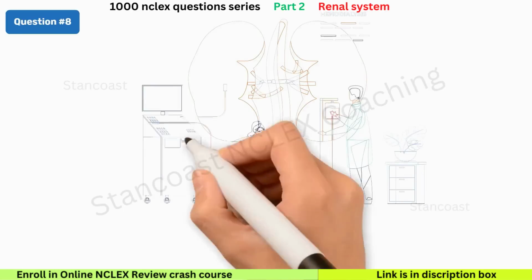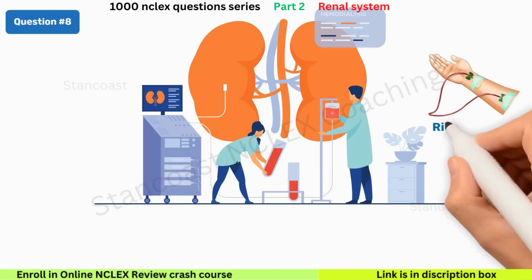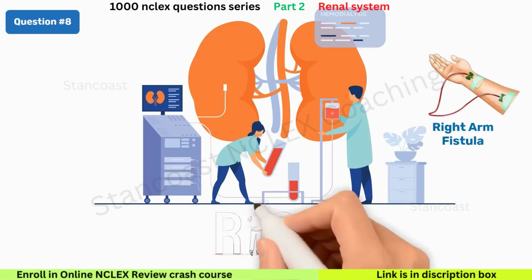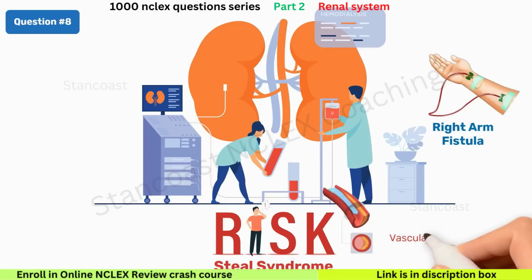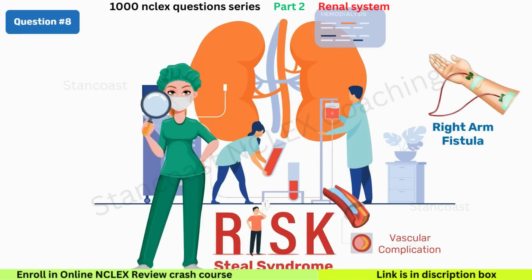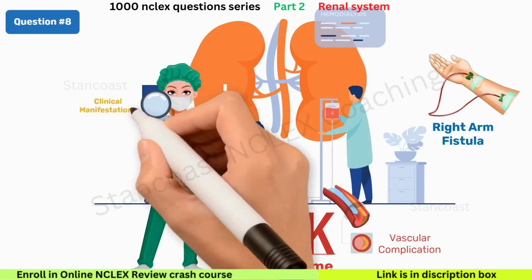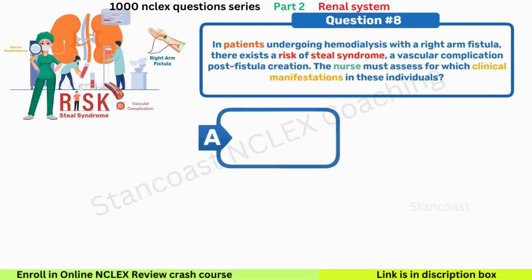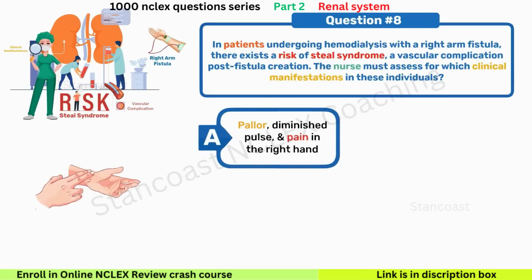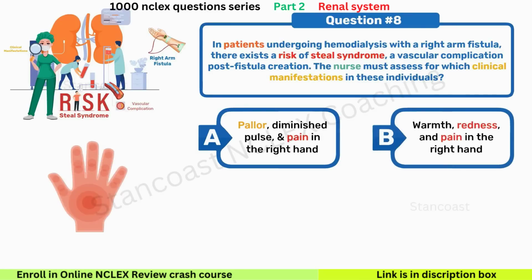In patients undergoing hemodialysis with a right arm fistula, there exists a risk of steal syndrome, a vascular complication post-fistula creation. The nurse must assess for which clinical manifestations in these individuals: A. Pallor, diminished pulse, and pain in the right hand. B. Warmth, redness, and pain in the right hand. C.